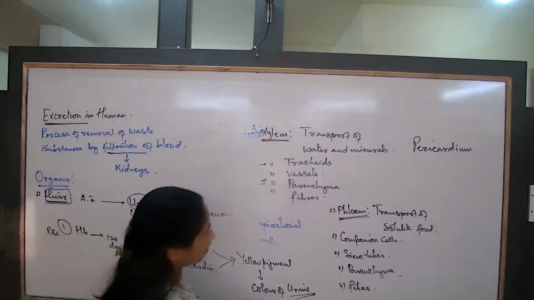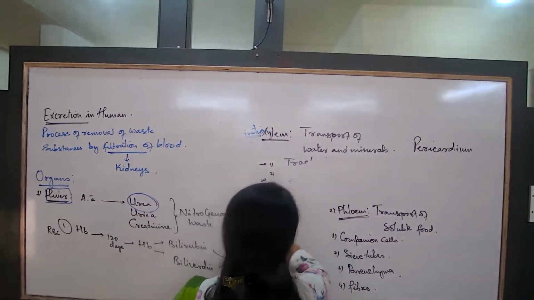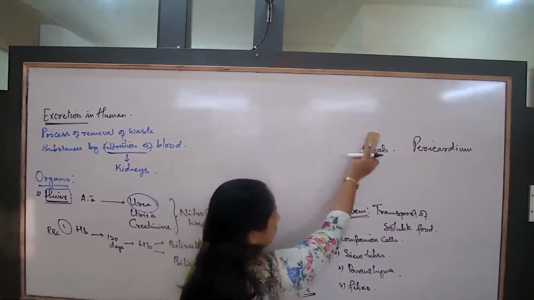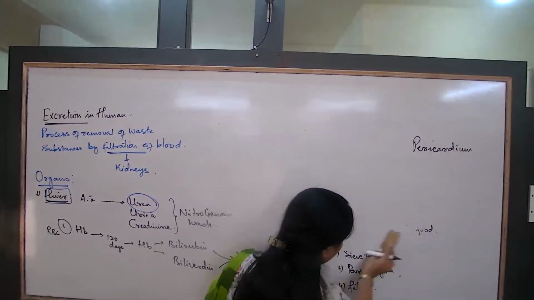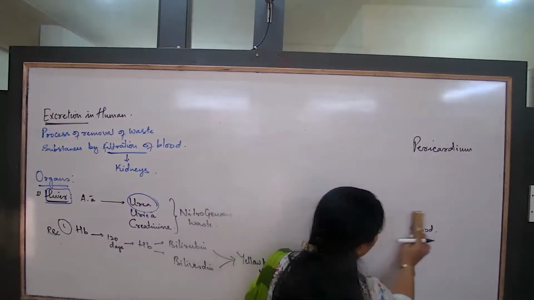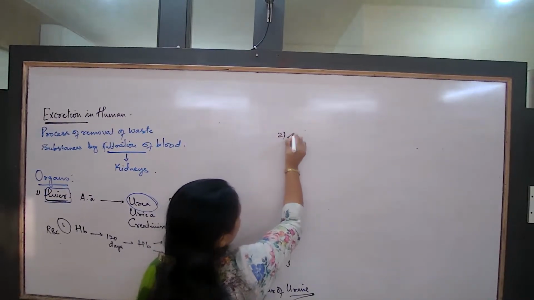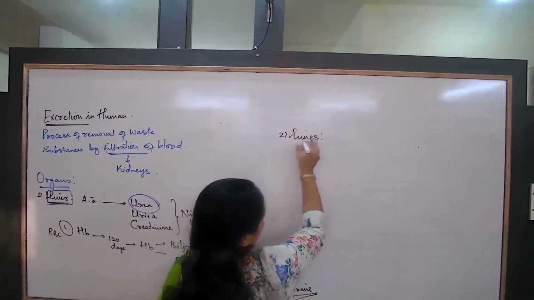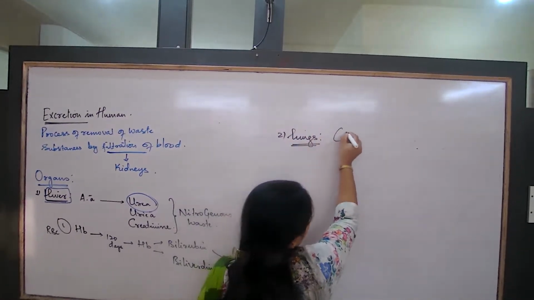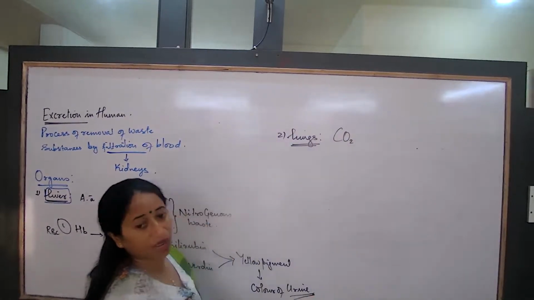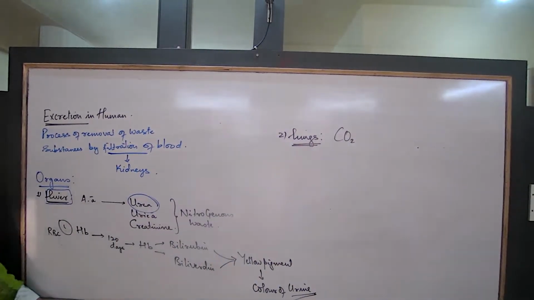I talk about some other accessory organs. Which are the other accessory organs? Can I talk about lungs as an organ? Can lungs be considered as an accessory excretory organ? Because lungs also help in the release of carbon dioxide by the process of exhalation.